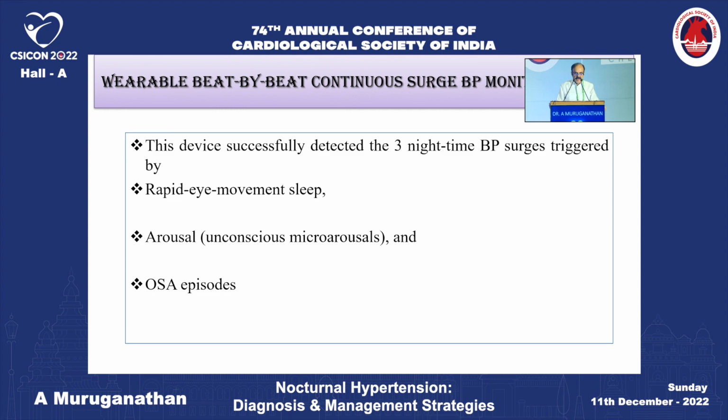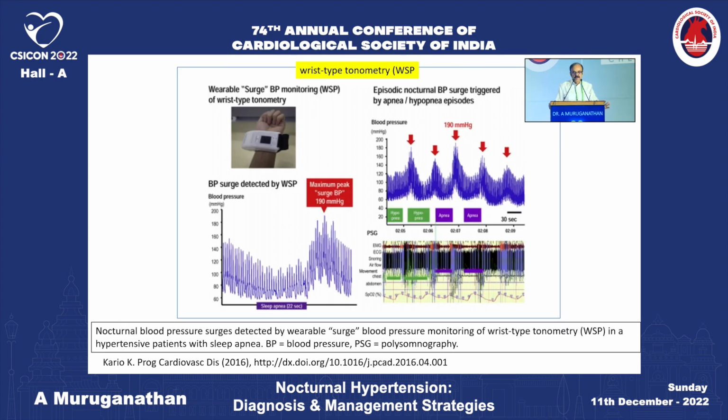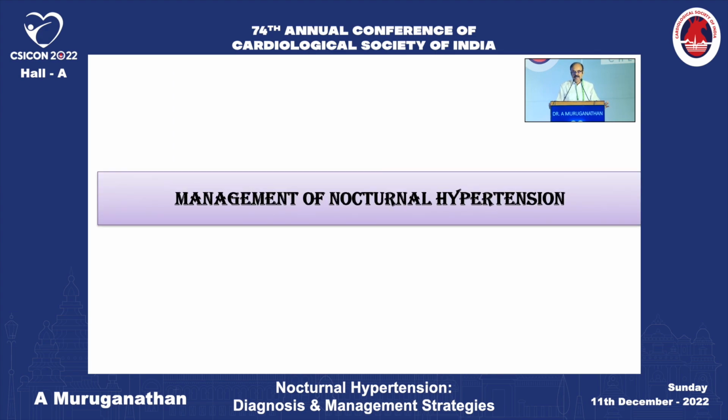And then I told you about the wearable beat by beat continuous surge monitor. This device is successfully detecting three nighttime BP surges triggered by one, rapid eye movement sleep, two, arousal from sleep, three, OSA episode. And this is the WSP tonometry type of home BP monitor, which is very, very useful and it is now going to be in the market soon.